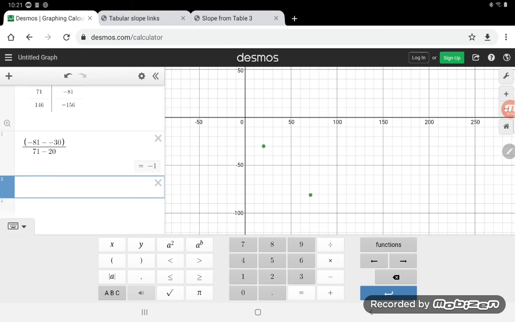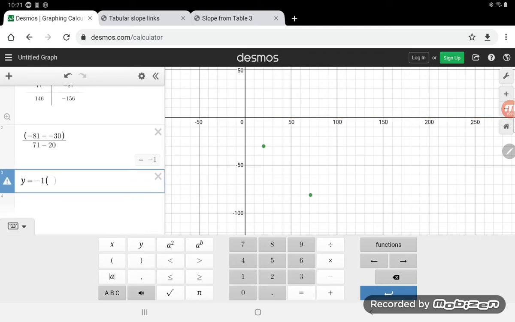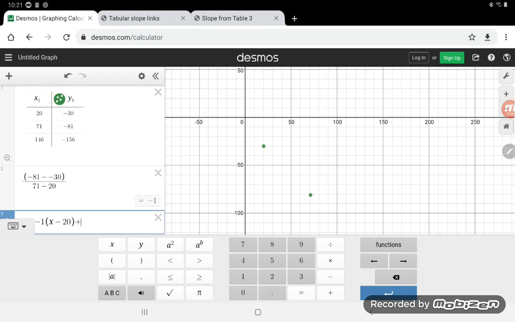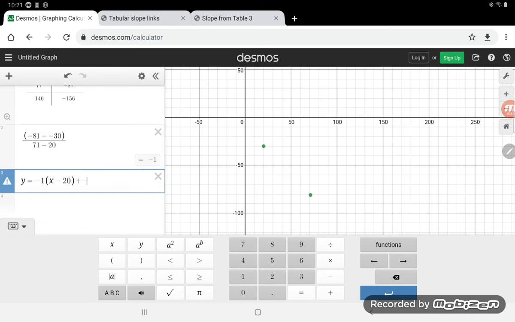And now notice I could put this into point slope form. I could say y equals my -1 times x minus, and what was that again? 20 is my x value. And then plus, and what was my y? -30. So minus 30. And notice I can check the line goes right through there, so that's fine. Okay, so I have that.